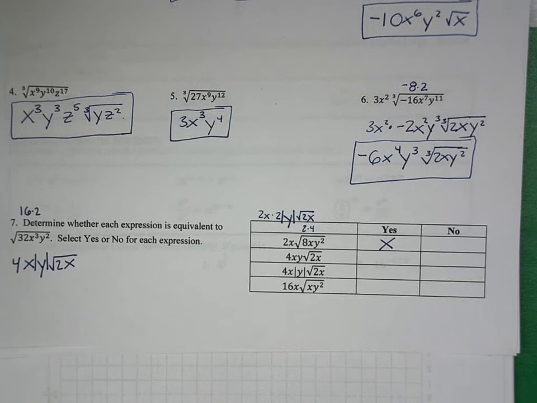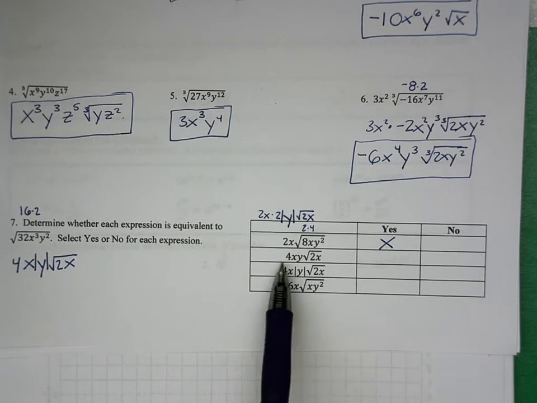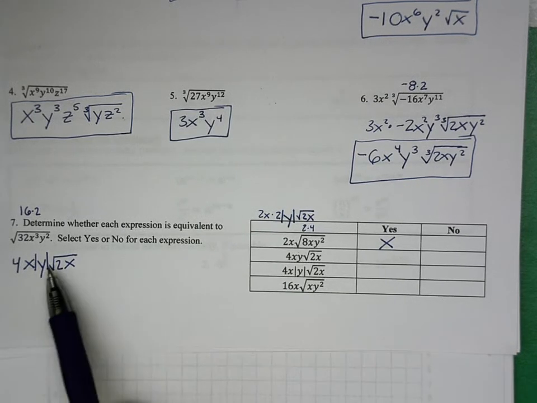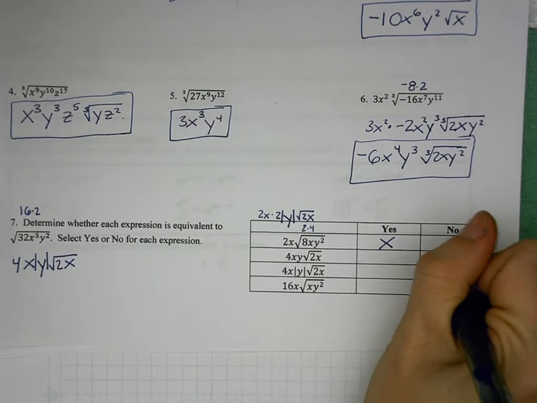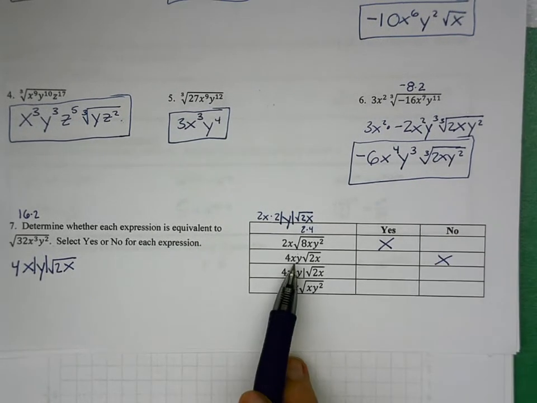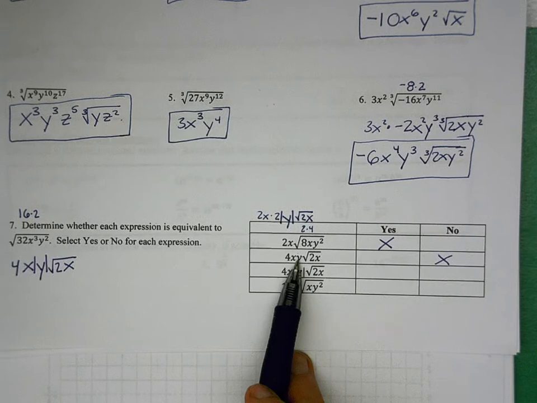Okay, the next two are a little bit more straightforward. Would this one be equivalent to this? Well, no. Okay, those absolute value bars, their absence is an issue, right? Because without them, that y could be positive or negative.